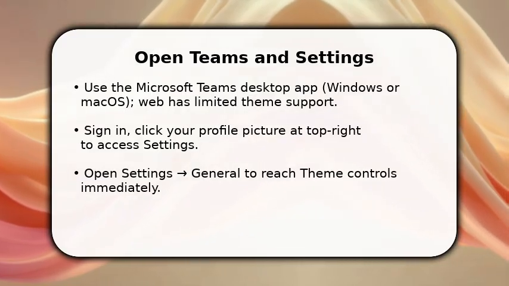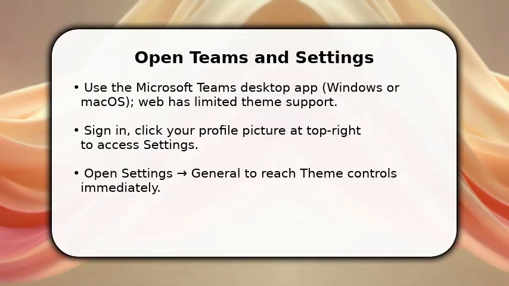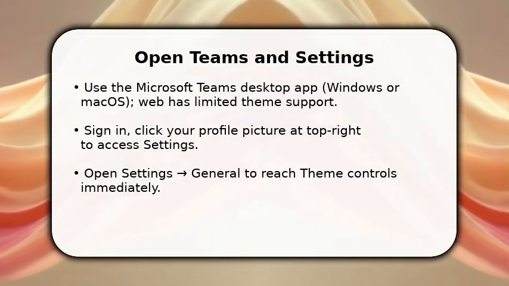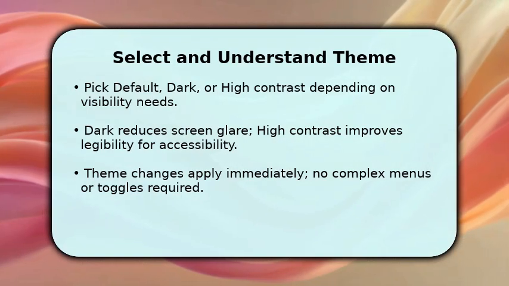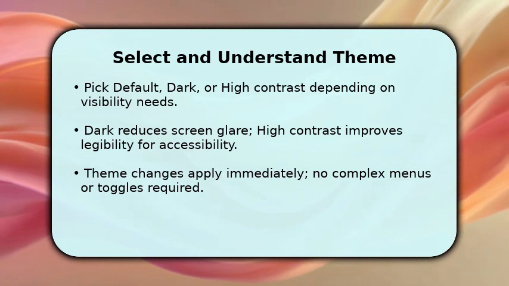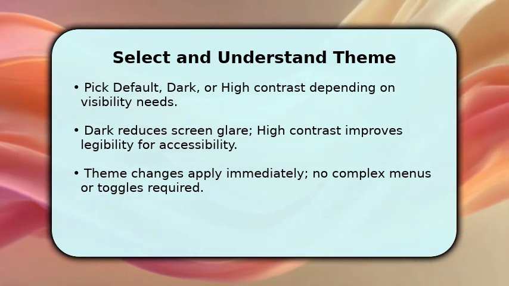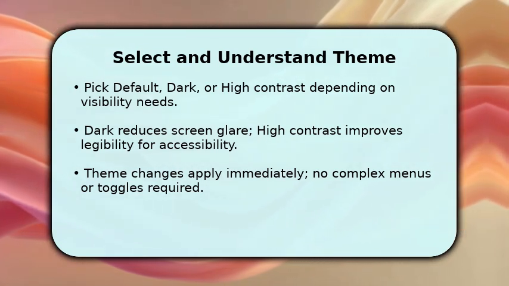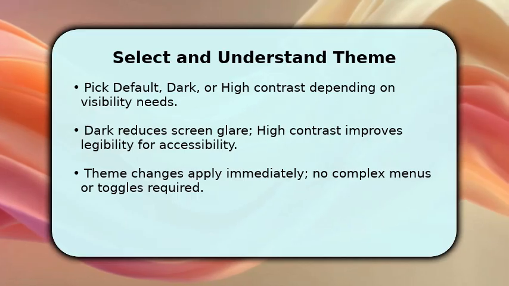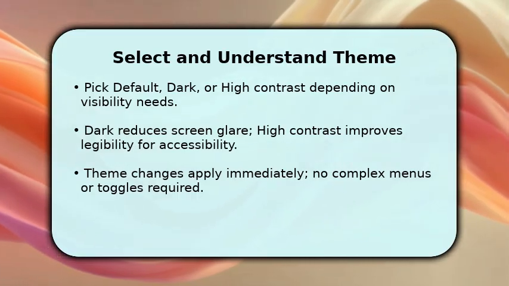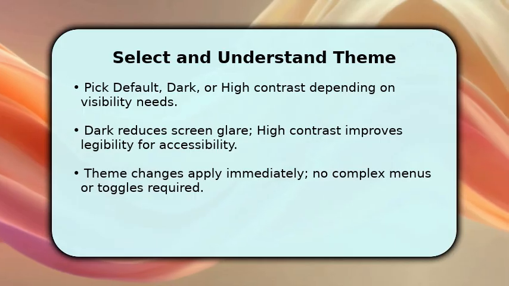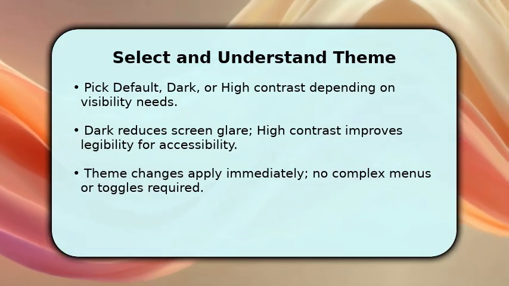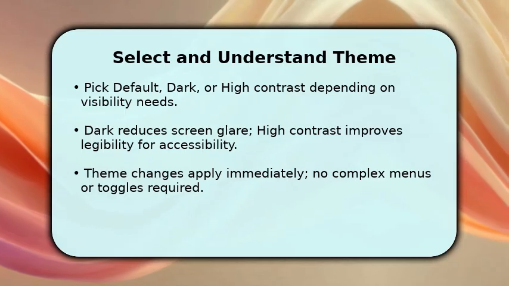Now that Settings > General is open, move on to selecting the actual theme. You can now pick Default, Dark, or High Contrast from the Theme section. Choose Dark to reduce glare during low-light work or High Contrast to boost legibility for accessibility. Once you click a theme, Teams applies it immediately so you can see the difference right away. That immediate feedback helps you evaluate which option suits your workflow.